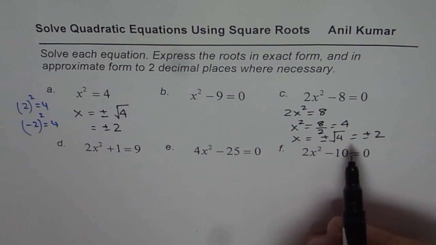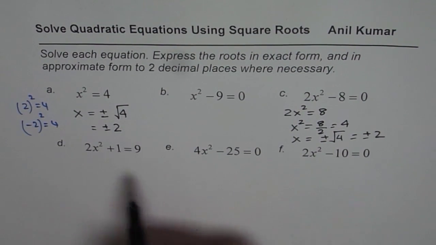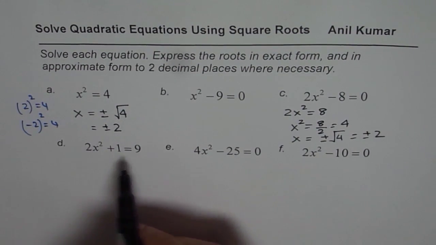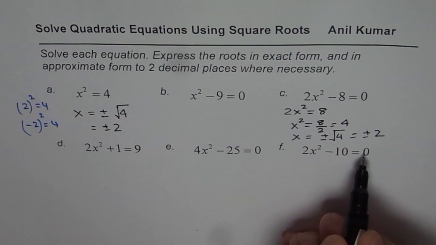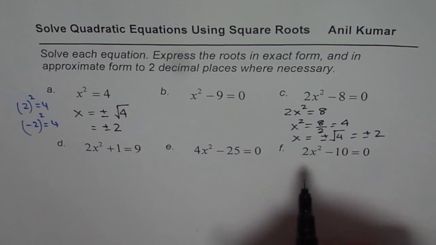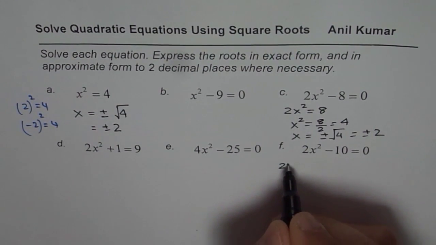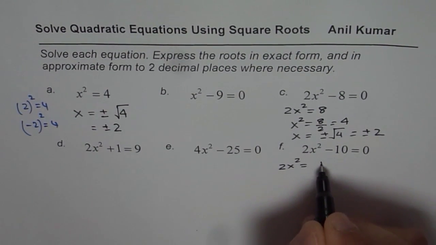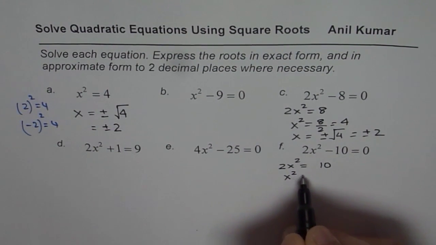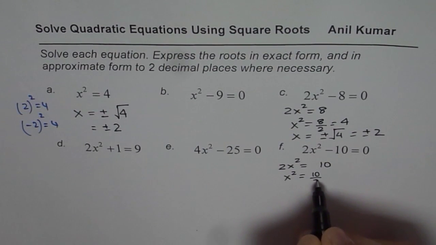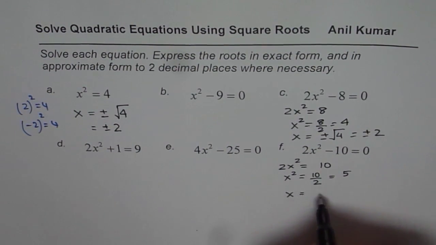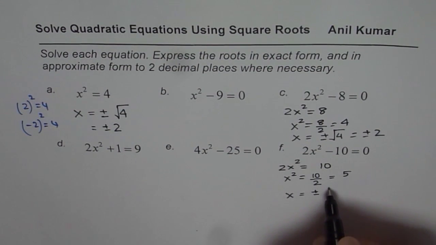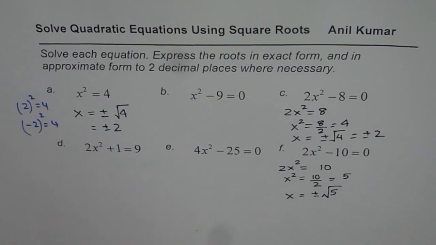Now let's take up another example. So let me do the last one here, and these are for you to practice. It is 2x squared minus 10 equals to 0. We'll follow exactly the same steps. It could be written as 2x squared equals to 10, x squared equals to 10 divided by 2, which is indeed 5, and x should be equals to plus minus, write this first, and then square root of 5. So that becomes the exact solution.